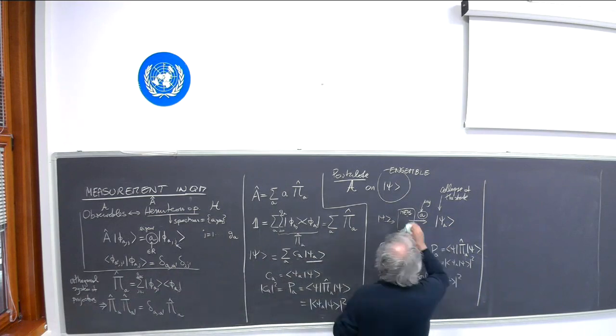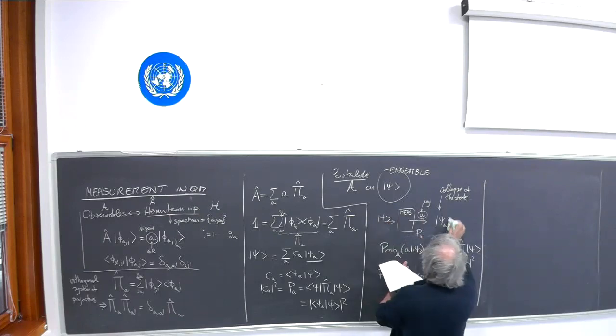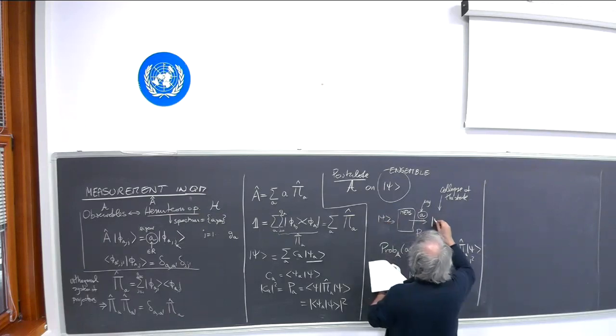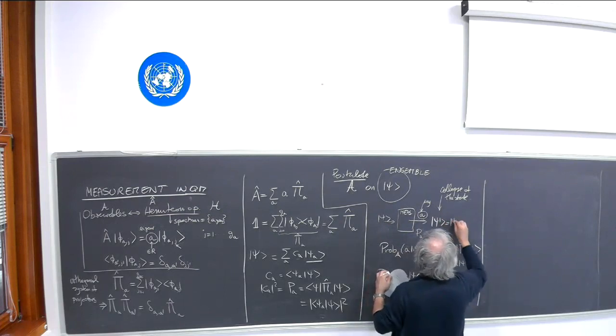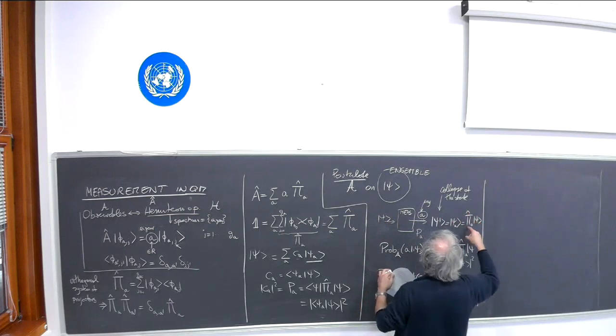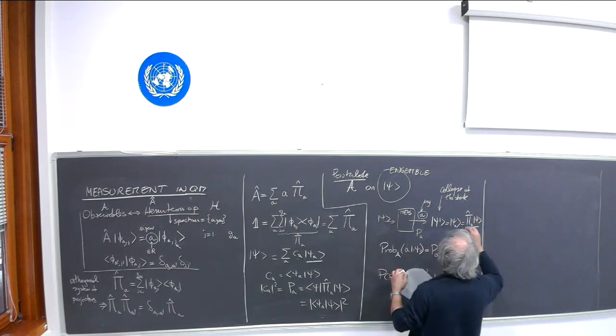So I have a measurement apparatus. I send in the psi. I get out a psi prime. It's a changed state, which is equal to this psi A, which, as I told you, is the projection of the state on a certain eigenvalue divided by the modulus so that it is normalized.